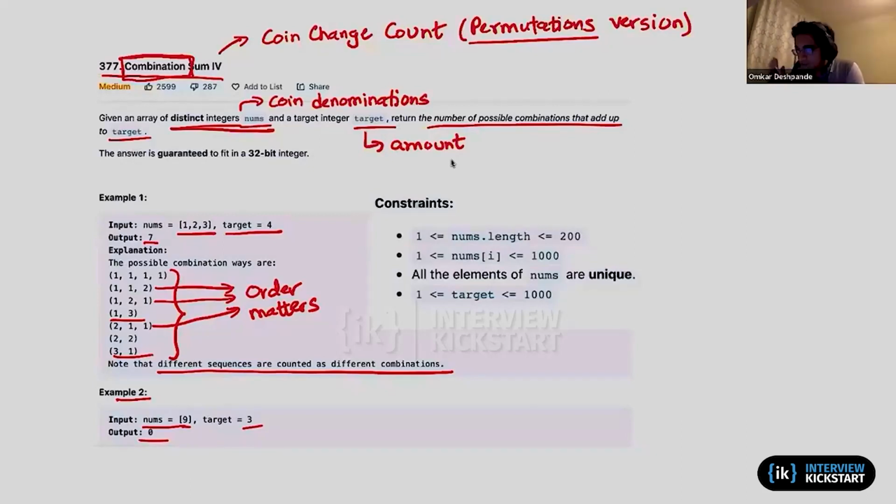So I hope this problem now makes sense. The name is misleading. Think of it as the coin change problem, permutations version. So let's take a couple of minutes to think about this.